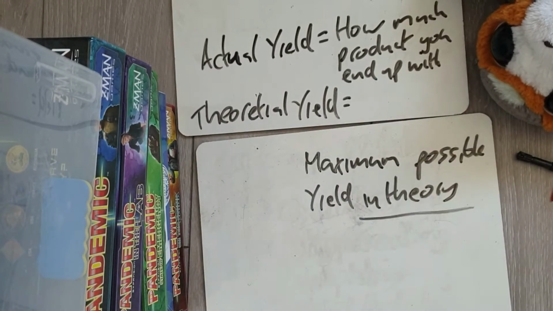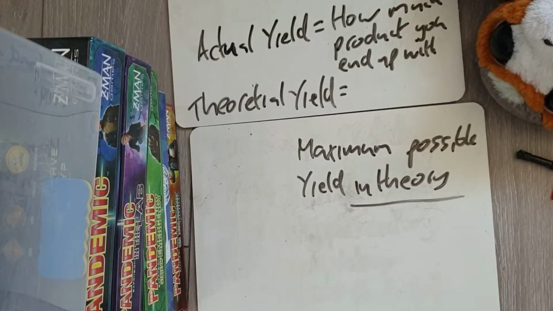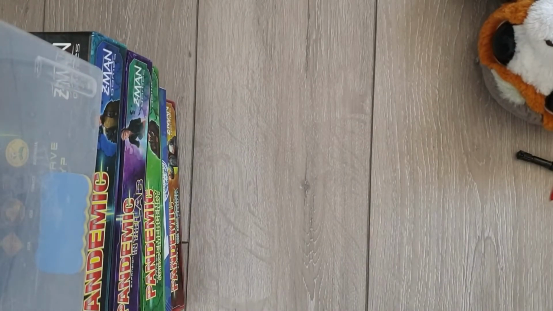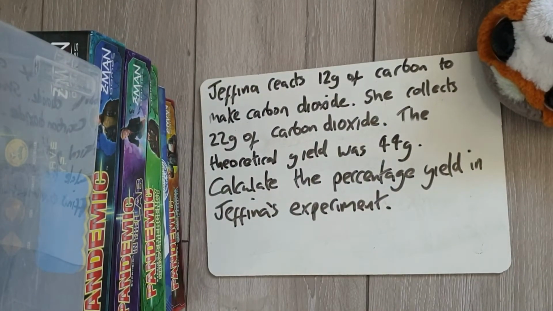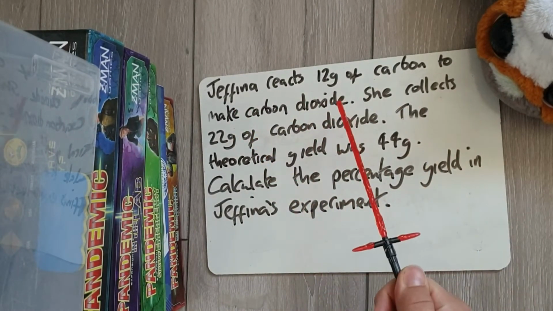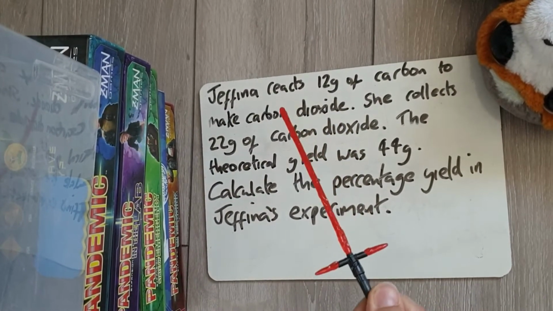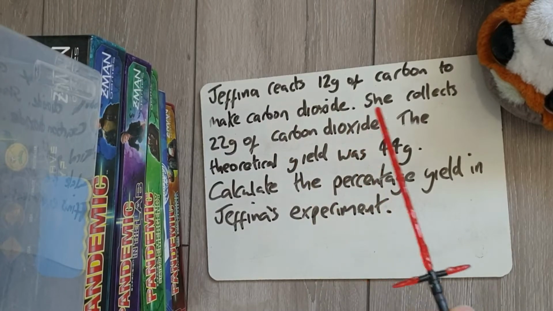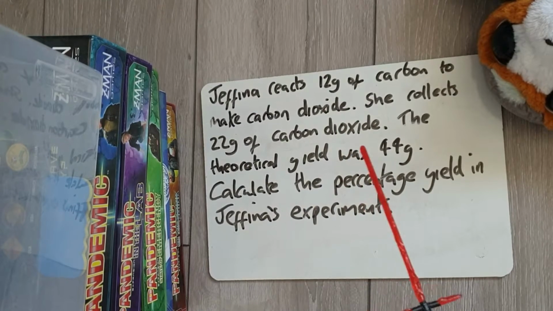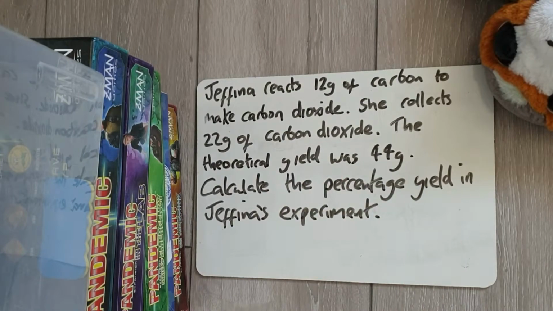So what would that look like in an actual science question? Let's get these out of the way. Jafina reacts 12 grams of carbon to make carbon dioxide. Not sure why. She's trying to contribute to global warming, I guess. Don't tell Greta. Right, so Jafina reacts 12 grams of carbon to make carbon dioxide. She collects 22 grams of carbon dioxide. The theoretical yield was 44 grams. Calculate the percentage yield in Jafina's experiment.